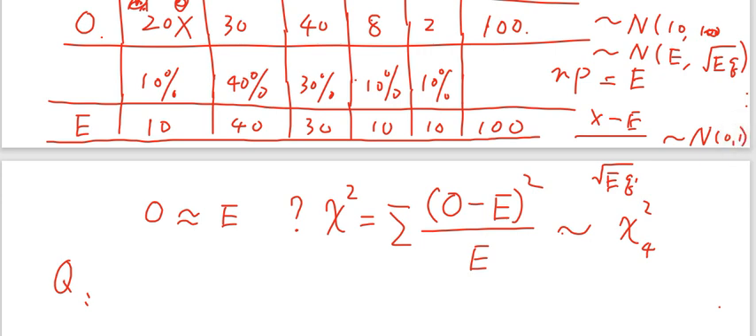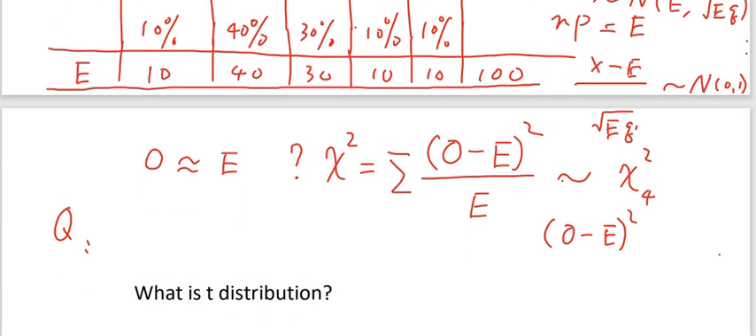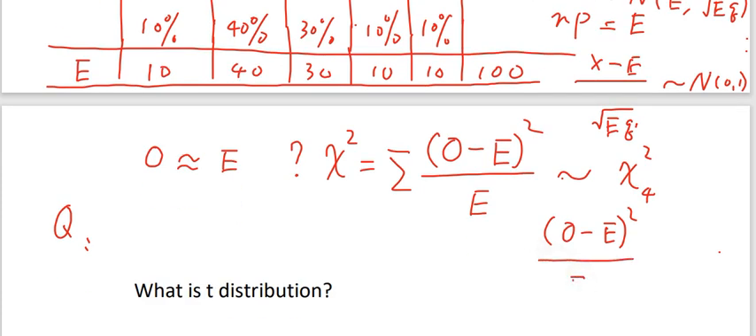So here in this case, X is like 20, so we can regard this as the observed value, and E is the expected value, 10, fixed, right? So we have observed value minus expected value, over the square root of EQ, which is standard normal. Then its square is Z squared, right?